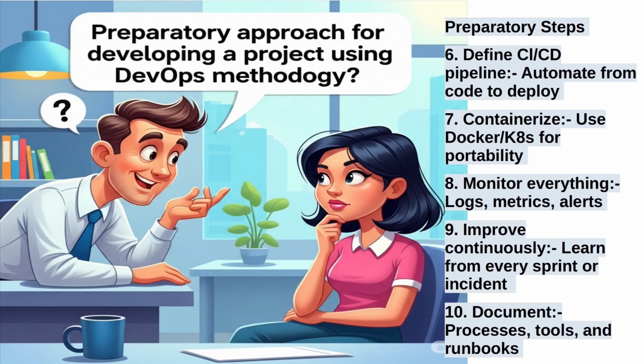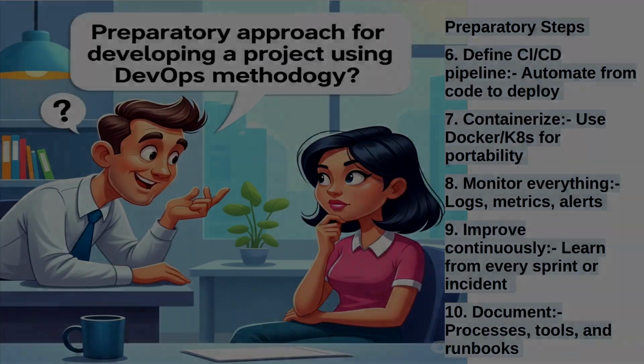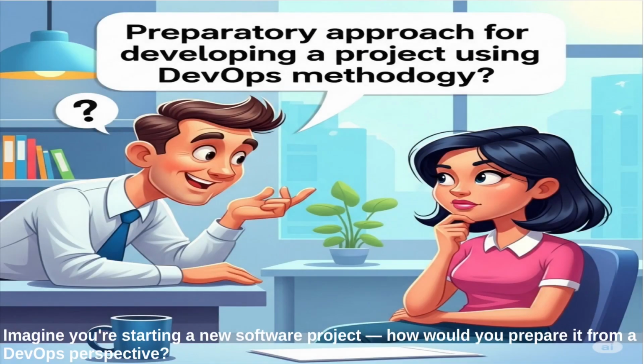Ninth step, improve continuously, means improve by collecting feedback. Feedback can be collected from monitoring, from each sprint, from end users, from involved teams, and then act on the feedback. 10th step, document, means document everything like CI/CD pipelines, runbooks, architecture, developer onboarding. Great, that's a well-structured approach to setting up a project with DevOps in mind. Let's move to the next question.